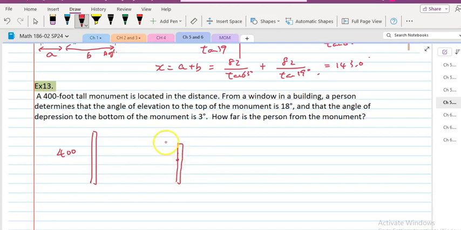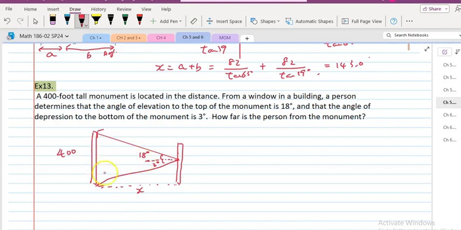A person determined the angle of elevation to the top of the monument is 18 degrees. The angle of elevation is horizontal, right? Although it's only on the window, it's always horizontal, because normally you just look straight. And the angle of depression to the bottom of the monument, so you look to the bottom of the monument, you have to decrease 3 degrees. How far is the person from the monument? Well, it is in the window, so I think we want X.